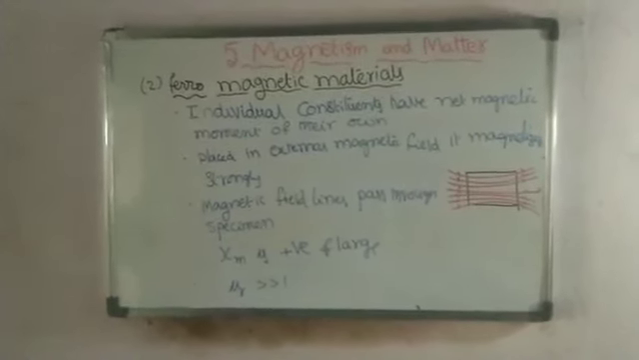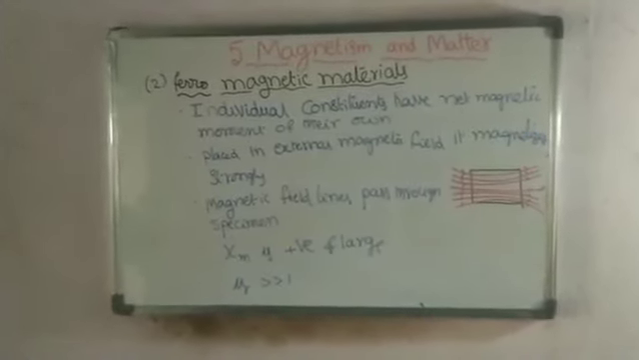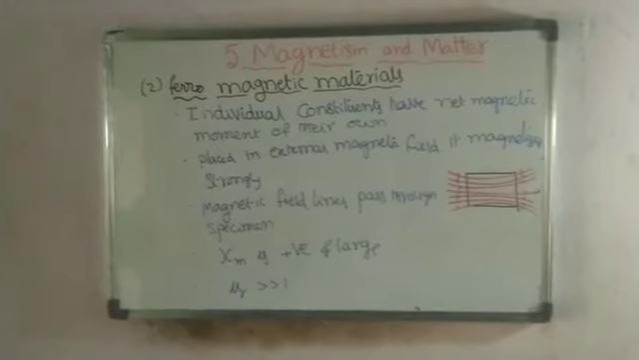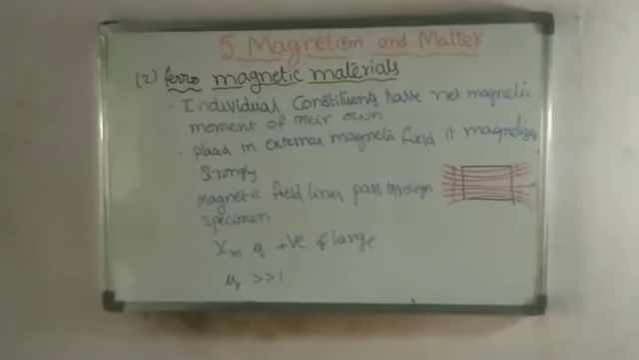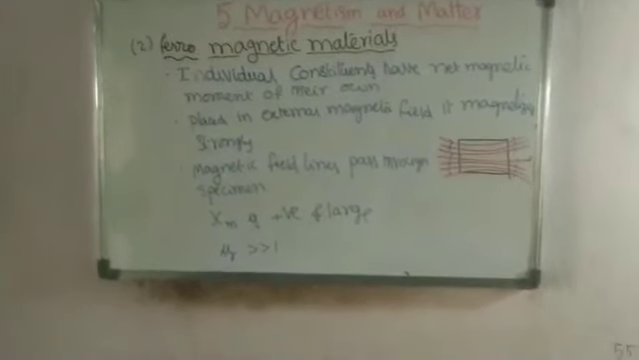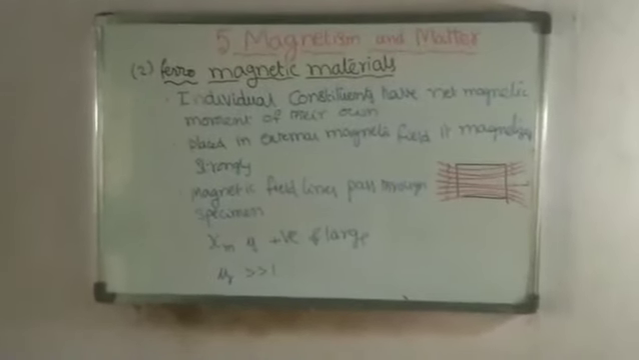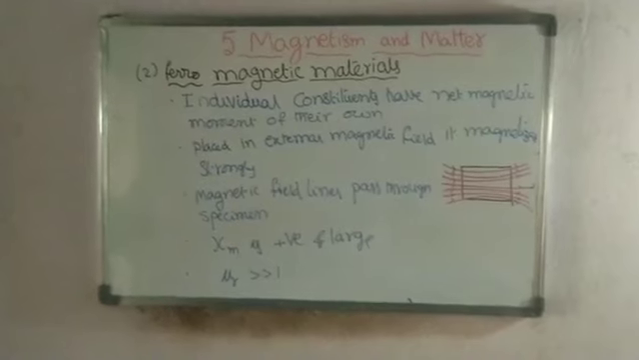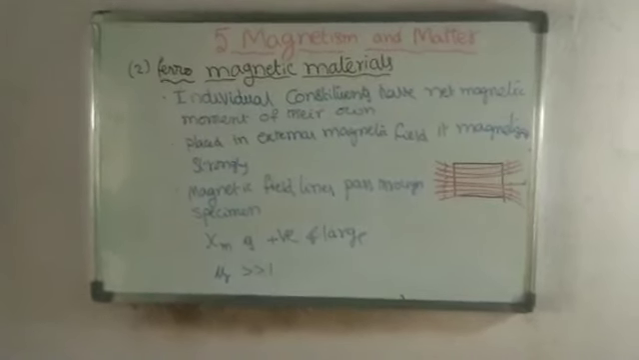Generally, if they ask a 5-mark question, you have to write these 5 points for any material. If they ask for the differences, now we are going to discuss the differences between dia, para and ferromagnetic materials in a table.